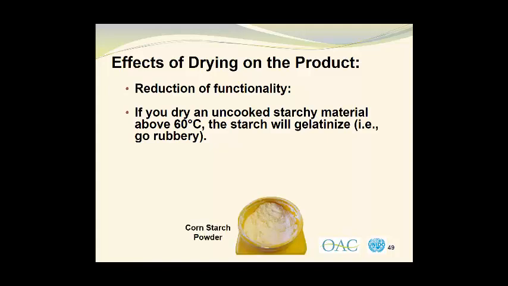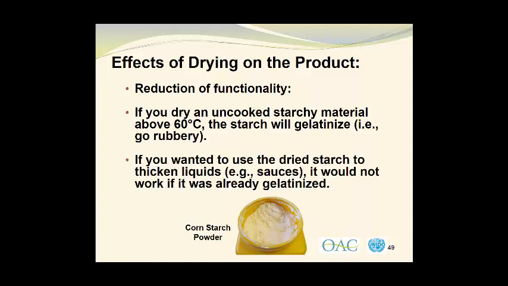Here we see some cornstarch powder that was dried under proper conditions that were less than 60 degrees Celsius. So if you wanted to use the dried starch to thicken liquids such as gravies or sauces, it would not work if the starch was already gelatinized. You need to take the ungelatinized starch and place it into the liquid, heat it, and then the starch will gelatinize while it is in the liquid, and that will cause a thickening of the sauce or the gravy. If the starch is already gelatinized, it doesn't function nearly as well.